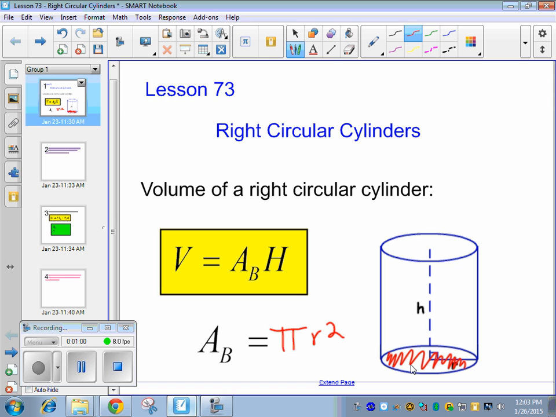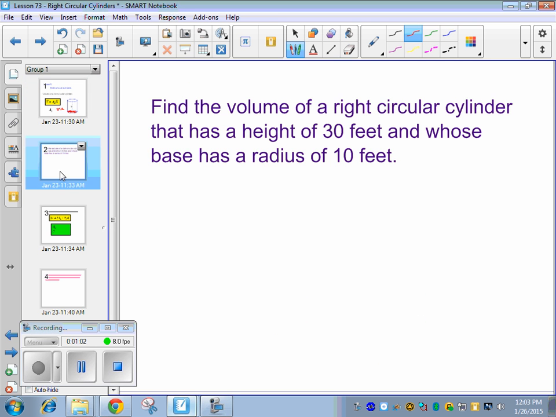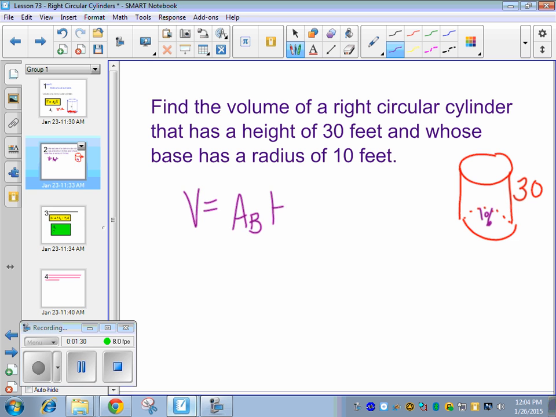Okay? All right, so let's try one. Find the volume of a right circular cylinder that has a height of 30 feet and whose base has a radius of 10 feet. So let's draw this picture. Visual aid here. Height of 30 feet, so that'd be how tall it is here, and a radius of 10, so the radius of the circle is 10. So we have volume equals area of the base times the height. And we're always going to do area of the base down here and the formula first, pi r squared.